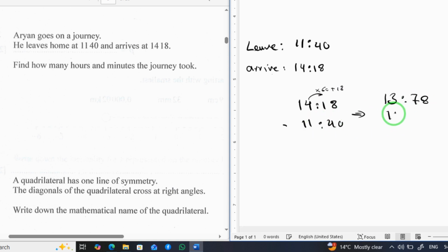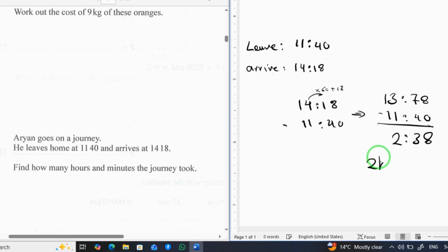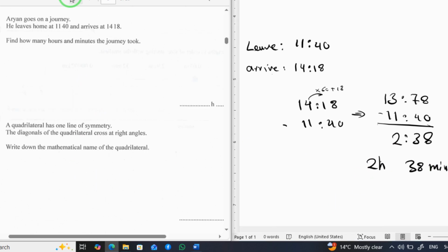The leaving time is 11:40. Now we can subtract: 8 minus 0 is 8, 7 minus 4 leaves 3, 3 minus 1 is 2, and 1 minus 1 is 0. So this journey took 2 hours and 38 minutes. It must be written here in this part.